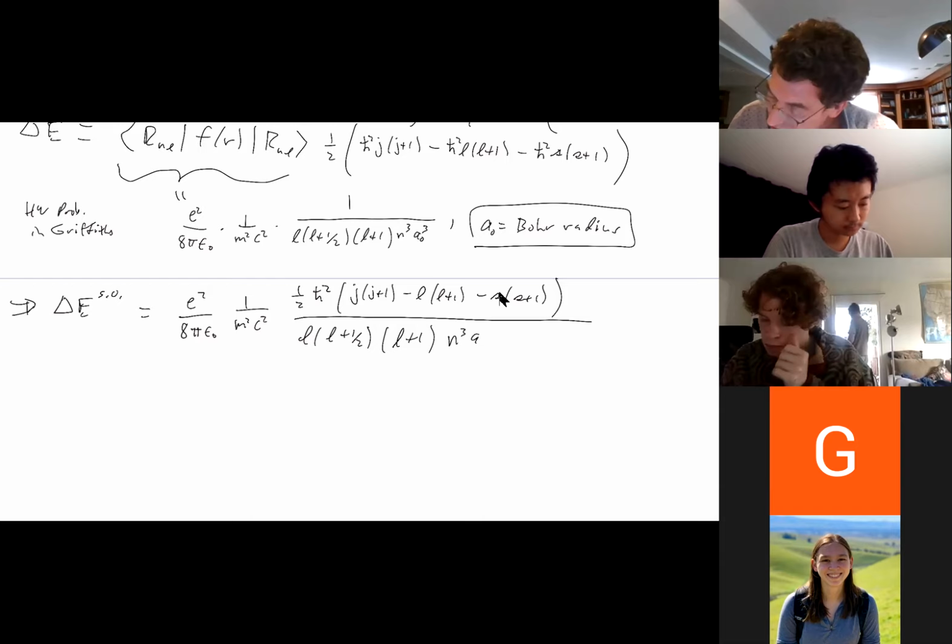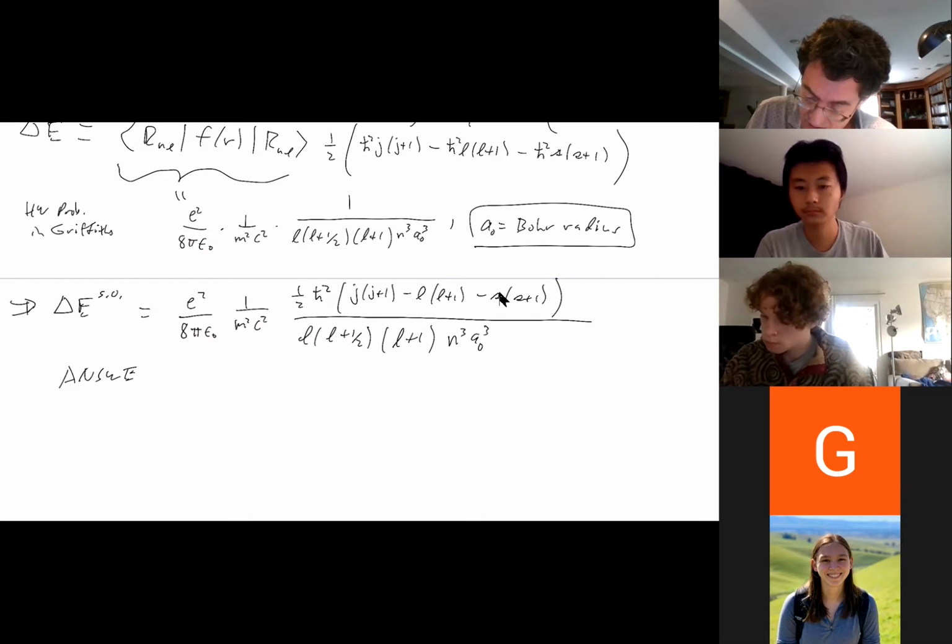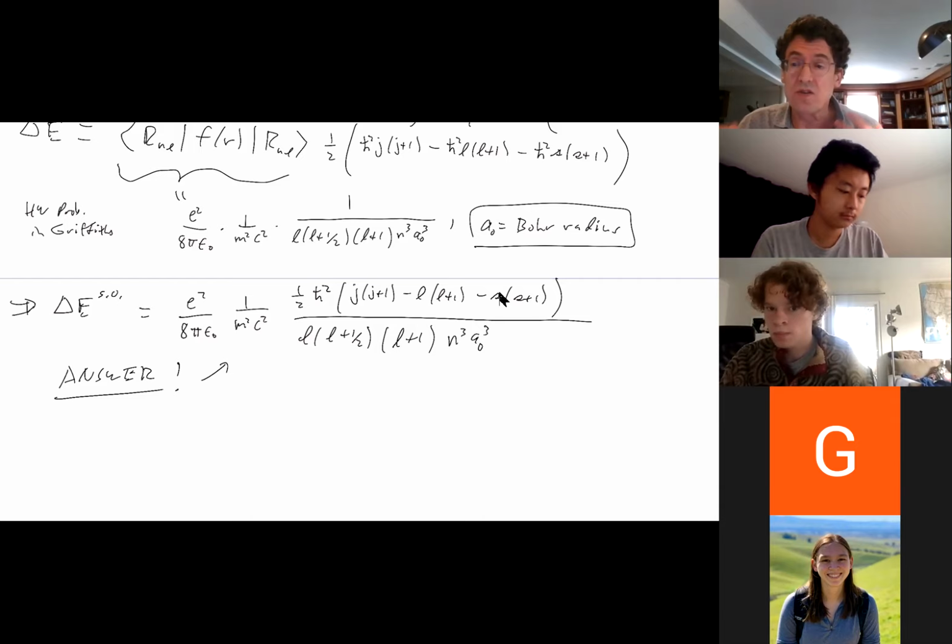Okay, so that's the answer. That's the spin orbit correction. That's the correction due to the spin orbit coupling.